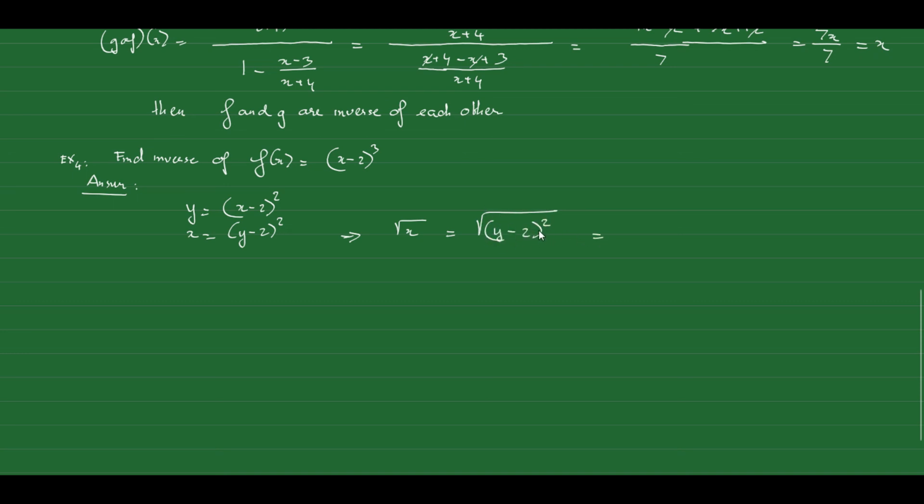So we have the square root of something squared, which gives you itself. What I have right now is the square root of x equals y minus 2. And from here you can get the y. You add 2 to both sides. So you have 2 plus the square root of x. So this is the inverse function of f of x.